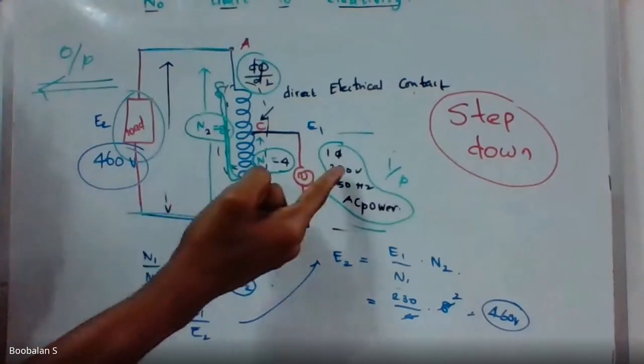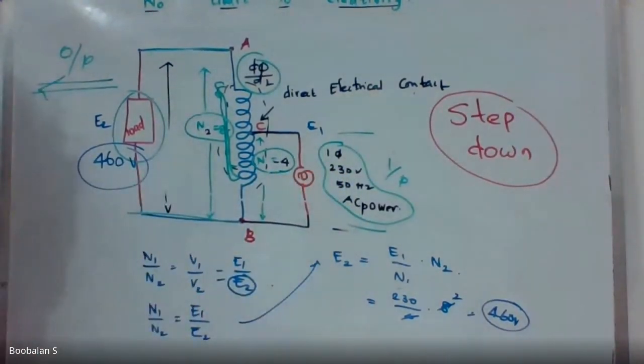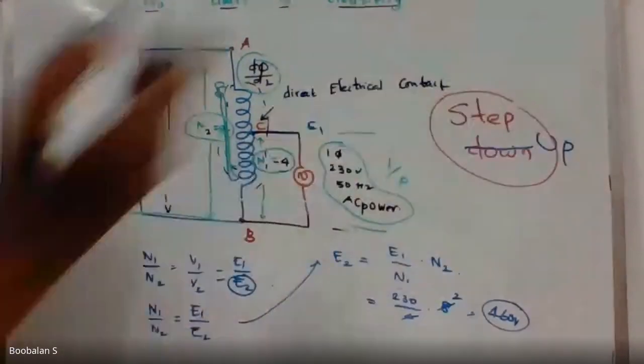So now we can clearly identify that the input voltage is doubled to 460. So it indicates that this is now stepped up, right? So this is now stepped up. It's not stepped down, it's now a step-up transformer.